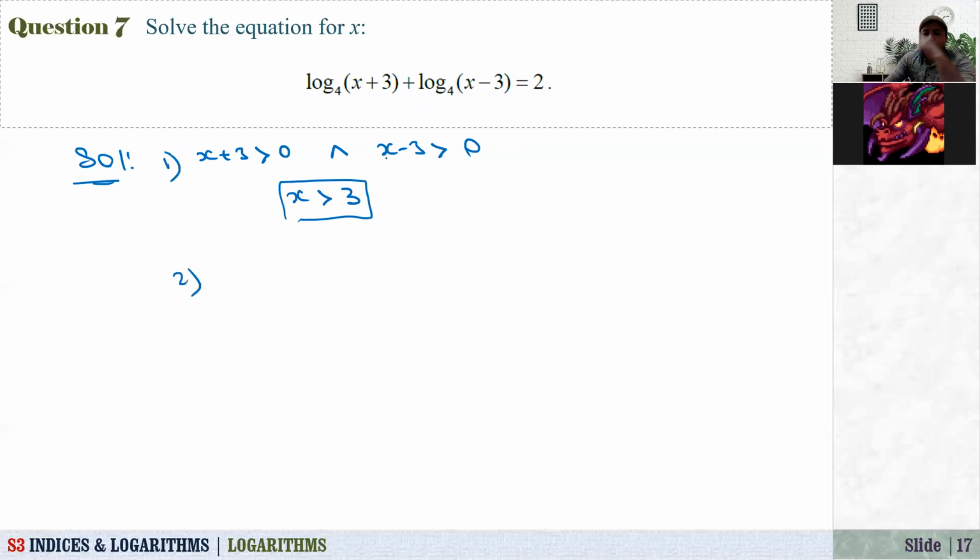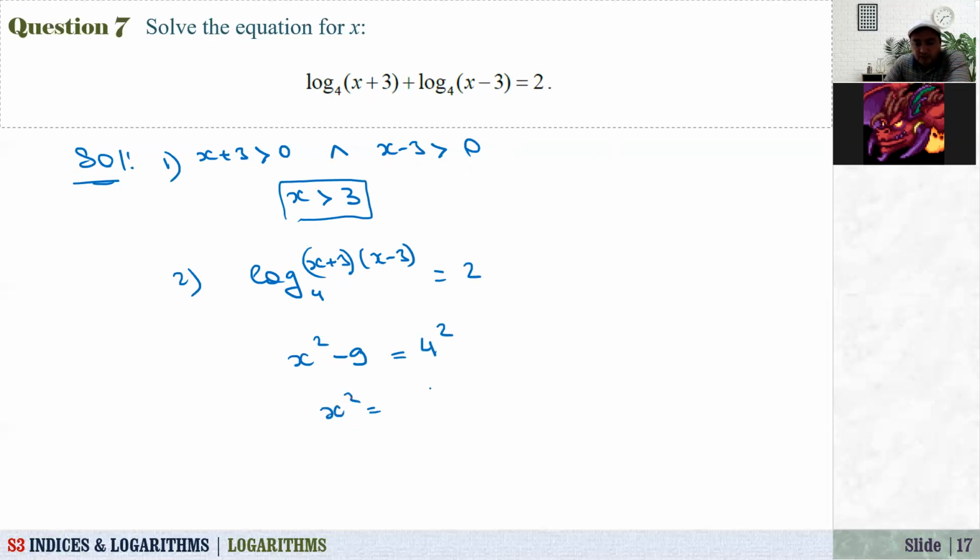So number 2 now, bases are the same, right? We can just write it as logarithm. Here we have x plus 3 times x minus 3 to the base 4. On the right hand side, we have 2. So if I convert this into exponential form, here we have x plus 3 times x minus 3, that's equal to x squared minus 9, because a plus b, a minus b. On the right hand side, we have 4 squared.